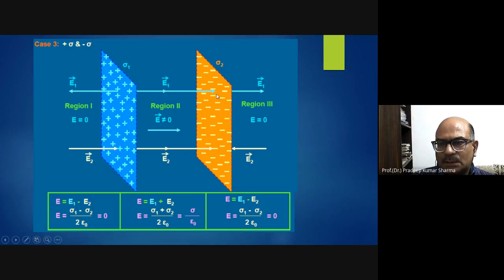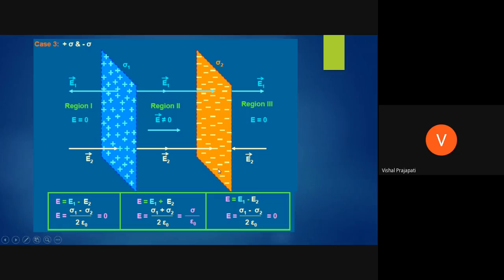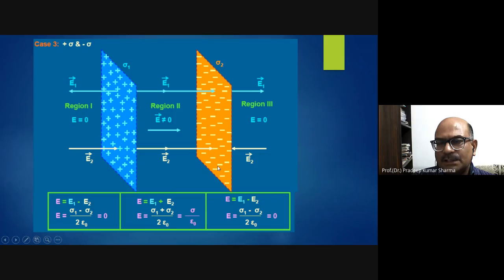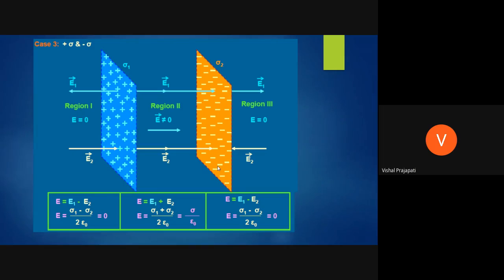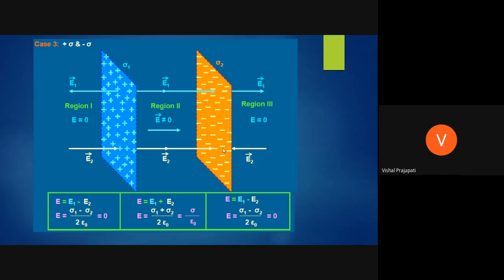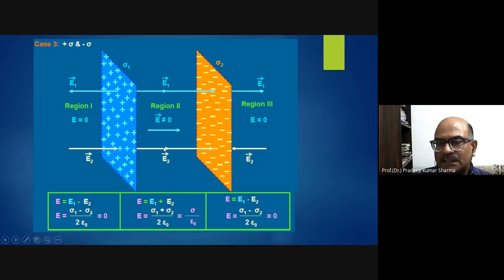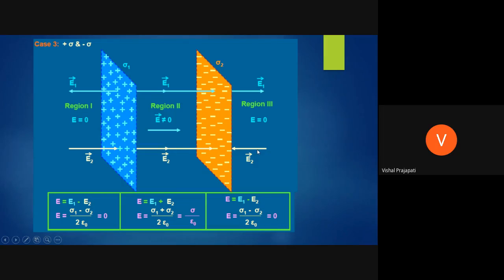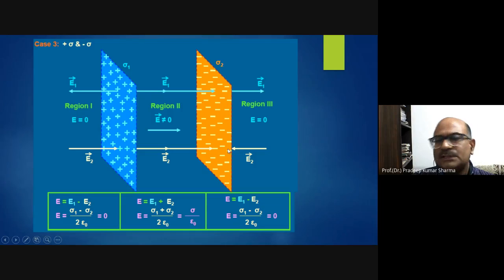On the orange sheet, you are seeing the orange sheet. This orange sheet is a negatively charged sheet. So what will happen? A negatively charged sheet will have electric field lines towards it, into this. So from the left hand side, the electric field lines are into this, and from the right hand side also, electric field lines will be into the sheet.